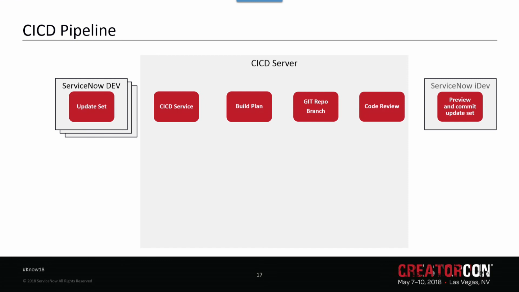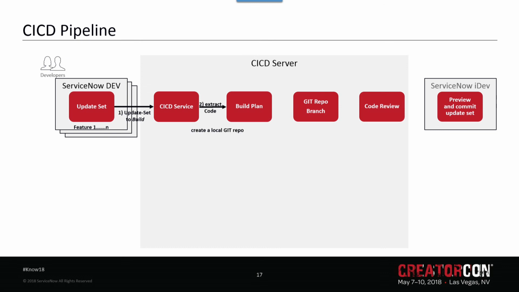So, a slide about this. Maybe it was too much information. What happens: a developer changes something in a ServiceNow environment, and when he sets the update set to build, this triggers the CI/CD server. The gray box is outside of ServiceNow. This is our CI/CD server.